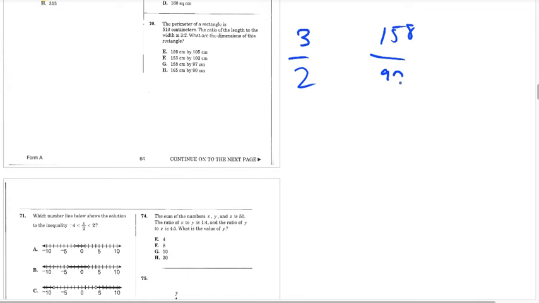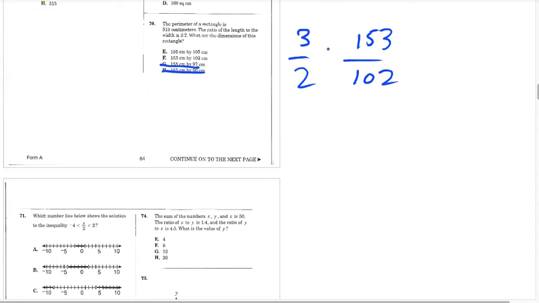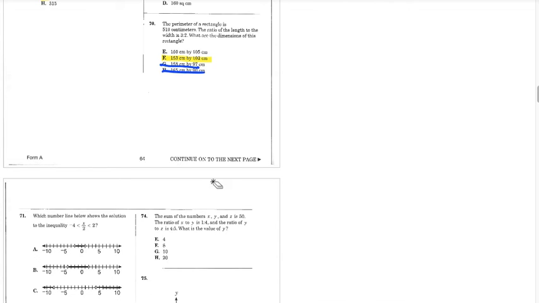G. Let's see, 3 out of 2, 158 over 97. Again, this isn't even 300, this is like 316, so that's not it. Okay, so far it's not G, it's not H. Let's try F. 153 over 102. This is 306, this is 306, there it is. Alright, so you're just trying to find equal fractions. Alright, so 70 is F.